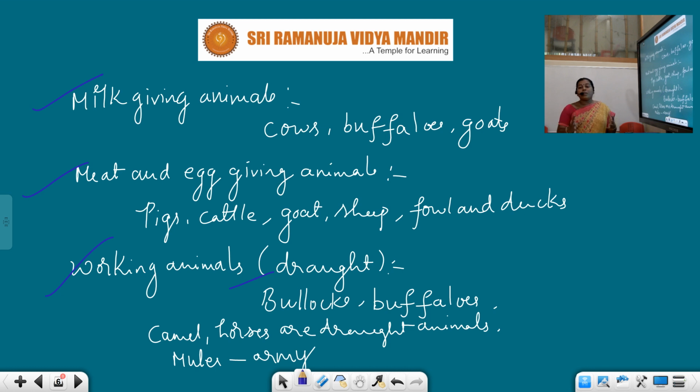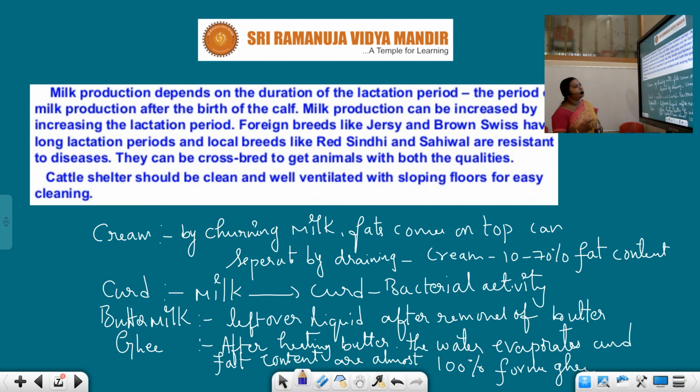So in this way, for multiple purposes, the ancient man reared many animals. The animals which were reared well are domestic. Those which are not reared are wild animals. Right? So for many purposes, milk giving animals are cows, buffaloes and goats, and meat and egg giving animals are hens, sheep and all. Working animals, bulls, buffaloes, camels, horses, all these are animals which man uses in many ways. Let's start with milk production.